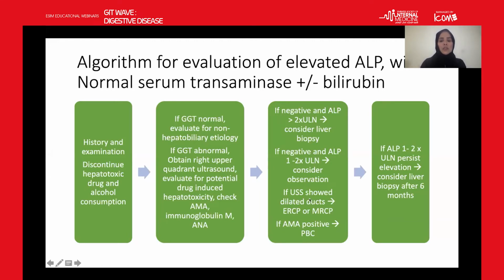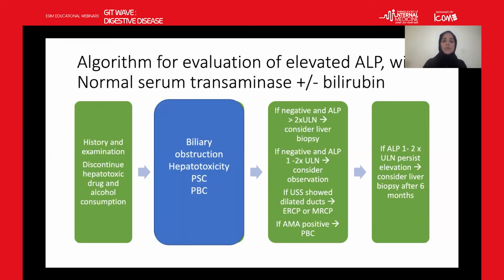And if ultrasound showed any ductal dilatation suggestive of obstruction, or MRCP showed PSC, then you have your diagnosis to go for ERCP or management of PSC. And if AMA is positive, the patient has primary biliary cholangitis. If you observe the patient because the level is low, you continue observing, but if it persists or starts to worsen, or the AST and ALT start to rise, the patient will need a liver biopsy.